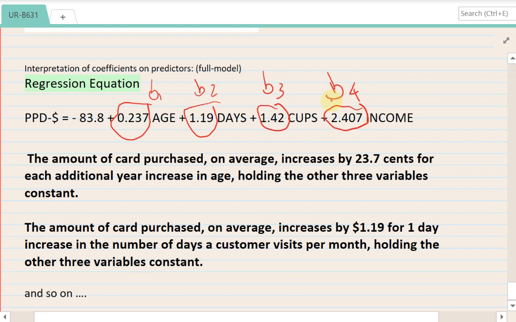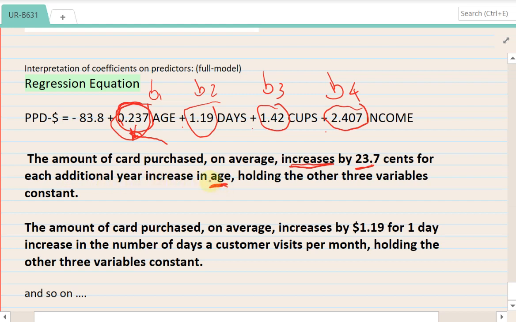So here's the interpretation of this number. Remember, that's the coefficient on age. So the amount of card purchased on average increases because this is positive. In fact, these are all positive, so every one of them will increase. So the purchase amount increases by 23.7 cents, because that's $0.237, for each additional year increase in age.